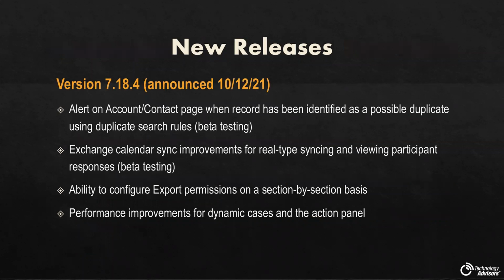Thanks, Megan. So recently Creatio announced on October 12th the new version, 7.18.4. So now you'll get alerts on the accounts and the contacts page whenever a record is identified as a possible duplicate. This still is in beta testing and it's using duplicate search rules. They also have some improvements on your Exchange calendar sync for real-time syncing and viewing participant responses. That is also in beta testing, but that's also a great improvement.